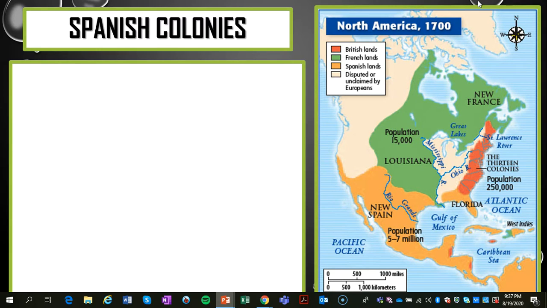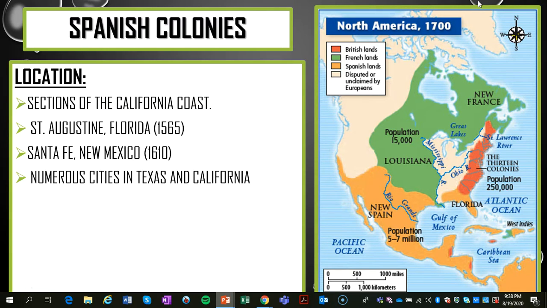Then we should be looking at the key, where it tells us the territory highlighted in red were lands occupied by the British, the lands highlighted in green were lands occupied by the French, and the lands highlighted in orange were lands occupied by the Spanish. And you can see that the Spanish and the French definitely had a lot more territory that they occupied. But later on, we'll talk about how the British expanded these colonies and pretty much took over what is now the United States. But first, let's look at the Spanish.